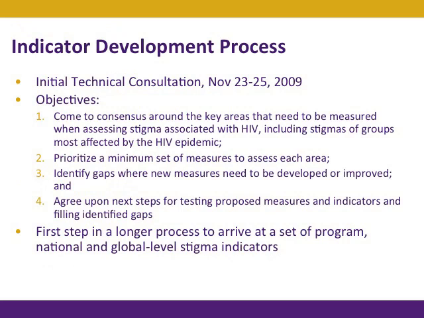So in order to address this gap, these 5 organizations came together and formed this partnership, and have started off down this track of trying to make some headway in developing new indicators. So the first step in this was a meeting that we held back in November of 2009. The objectives of the meeting were to come to consensus around the key areas that need to be measured when assessing stigma, including stigma towards groups most affected by the epidemic, to prioritize a minimum set of measures for each area, identify gaps where new measures need to be developed or improved, and agree upon next steps. So this was really the first step in this longer process to arrive at a set of program, national, and global level indicators.